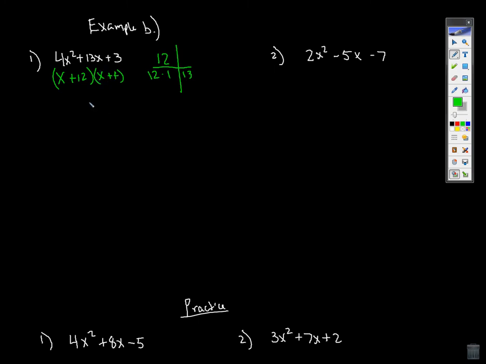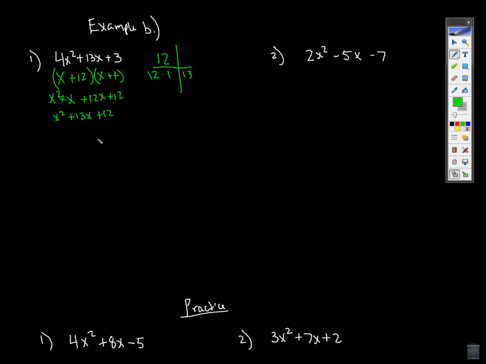Is that enough? Does that work? Well, if I multiply it out, that's x squared. I get just an x. I get plus 12x. And then I get plus 12. Well, that doesn't look at all like what I was hoping it would look like.